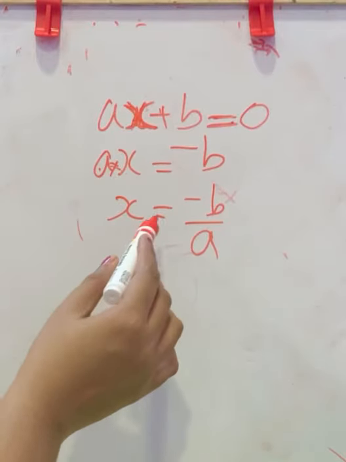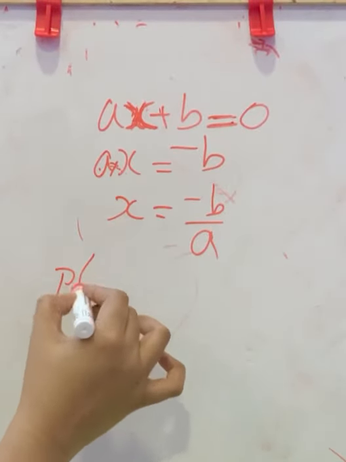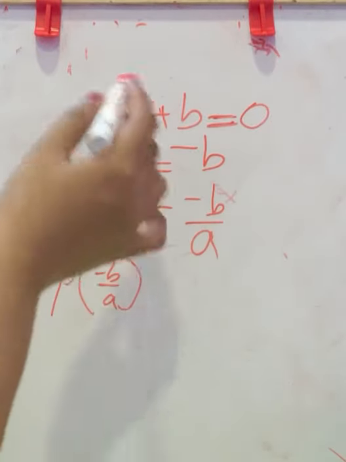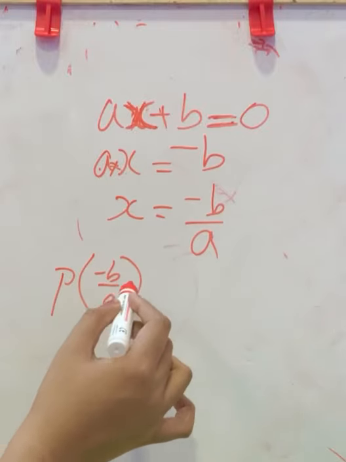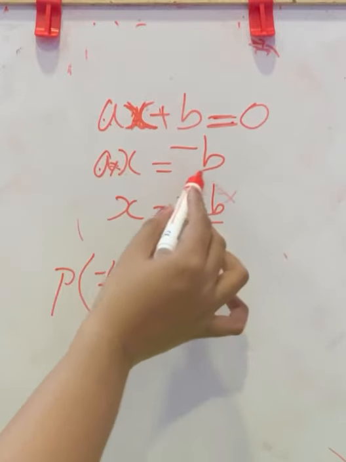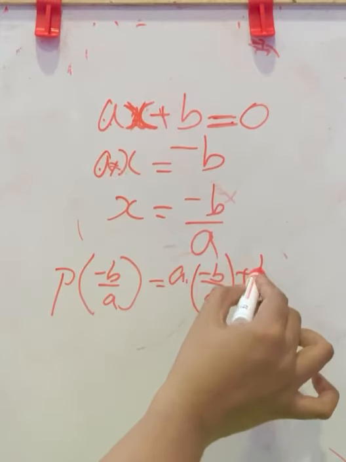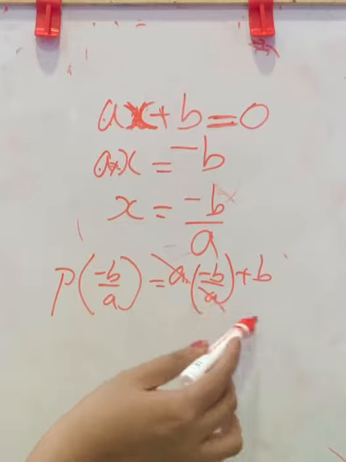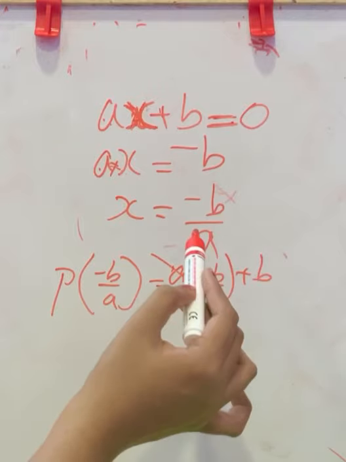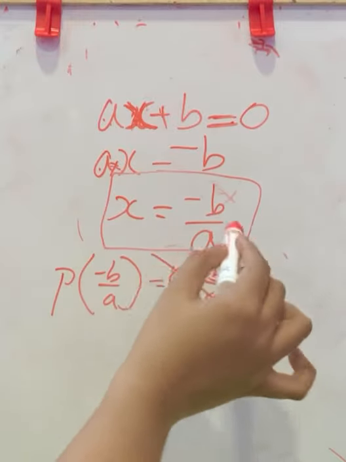This is the value of x. When we substitute it, we will get the result 0. Let us check it. Here we are going to find p of negative b by a. We got negative b by a as the zero of the polynomial, and we are going to verify it. P of negative b by a is equal to a into negative b by a plus b. Let us check whether the result is 0. A and a cancel in numerator and denominator. Now negative b plus b is the same number with opposite signs, that is additive inverse. So the result is 0. Yes, we got the correct answer, the correct zero of this polynomial.